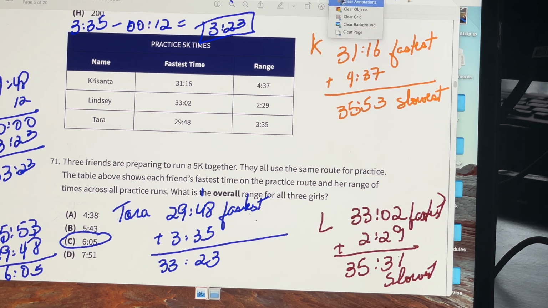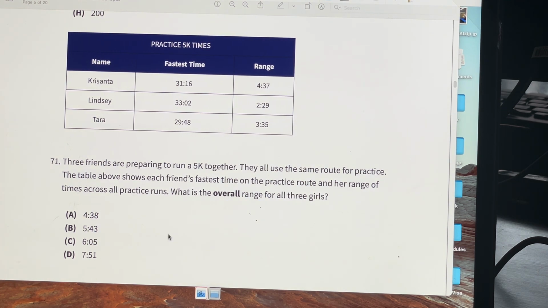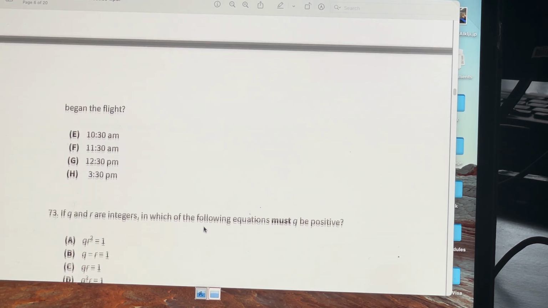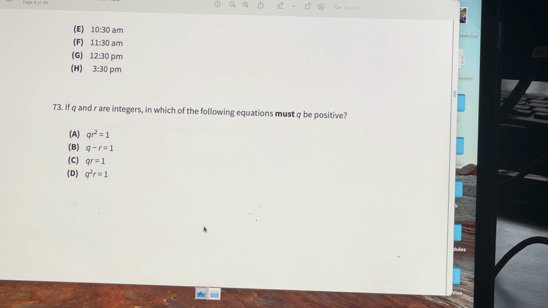73. If Q and R are integers, which of the following equations must have Q be positive? So one thing you should do, or could do, is try to prove where the other ones do not work, or work, right?